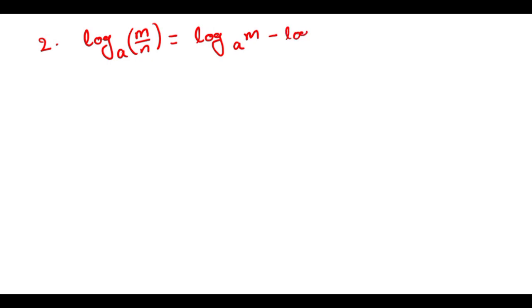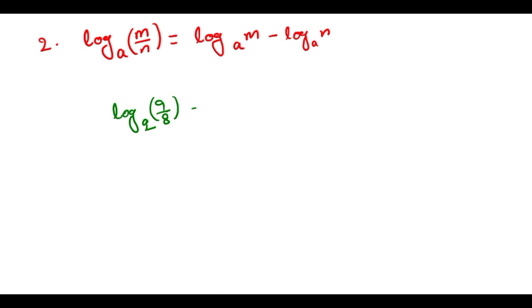So let us discuss the second condition. The second property is log m by n base a equal to, we prove, log m base a minus log n base a. Okay, so I will give an example. How to write this? Suppose you get log 9 by 8 base a, like this, or 9 by 8 base 2 is there, for suppose.